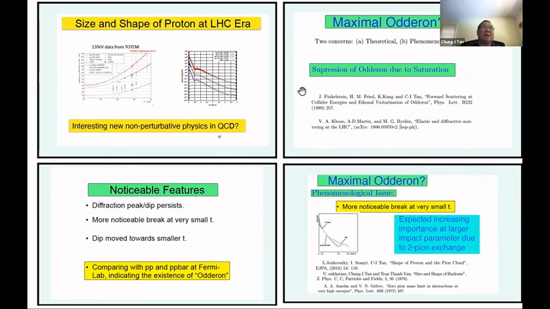So if the maximal Odderon indeed really persists, then this offers an interesting theoretical challenge to understand the saturation effect beyond the idea of an eikonal mechanism.